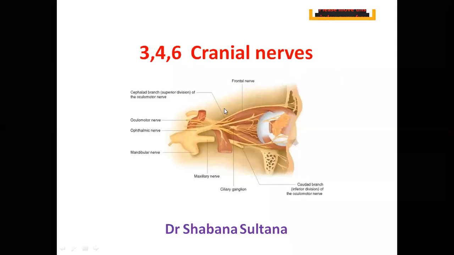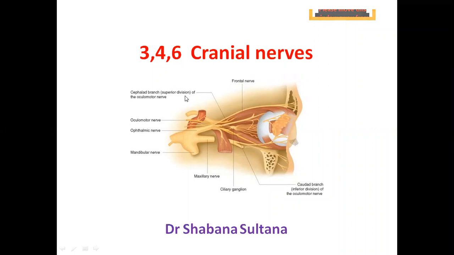Good morning, dear students. We are going to discuss cranial nerves which enter the orbit and supply the extraocular muscles and structures associated with it. So, we are going to discuss the third, fourth, and sixth cranial nerves. We know the third nerve is the oculomotor nerve, the fourth nerve is the trochlear nerve, and the sixth nerve is the abducent nerve. All these three cranial nerves may come as a single essay long answer question usually.